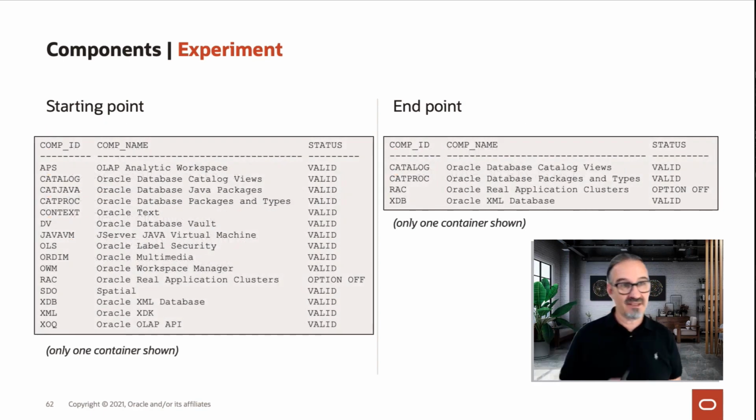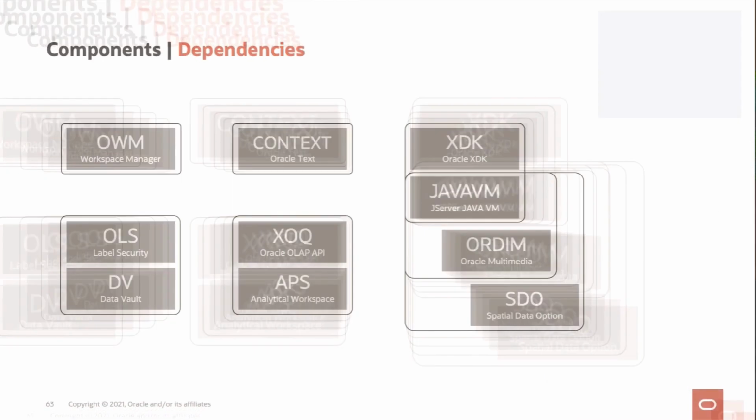So let us start here and map this to the component entries. What you see on the slide right now on the left side is the starting point. So you see all the components in REGISTRY$ or CDB_REGISTRY, if they are valid, they should be. And the endpoint will be just CATALOG and CATPROC. This is the Oracle server. RAC doesn't matter here in that case because the option is off and doesn't consume any upgrade time. And XDB, which is mandatory. So we strip it down really to the absolute minimum.